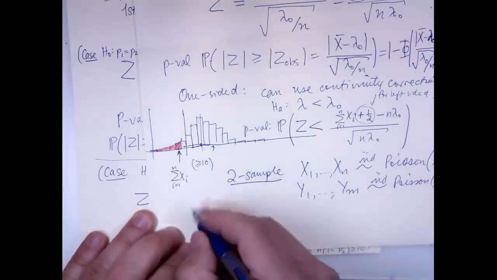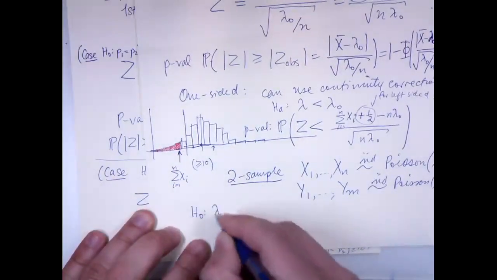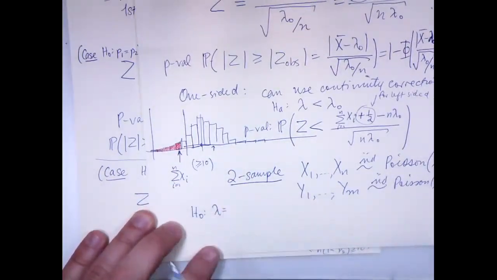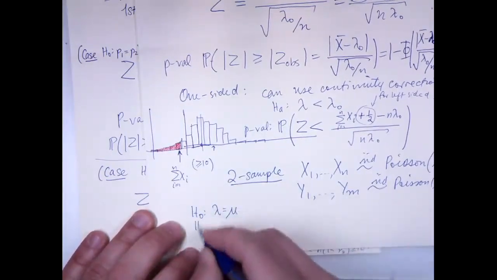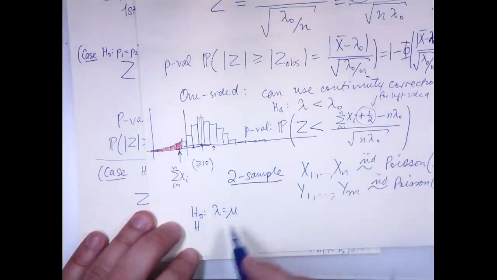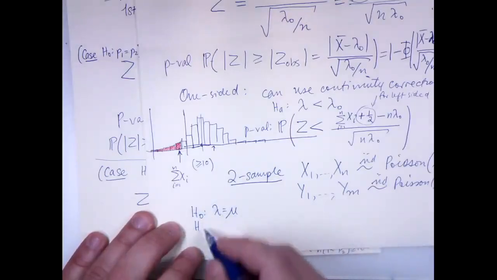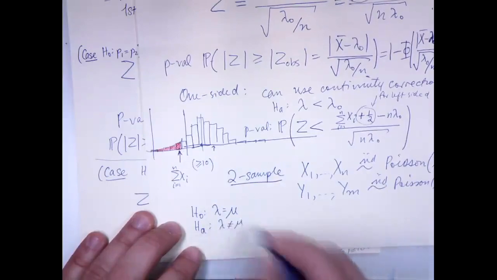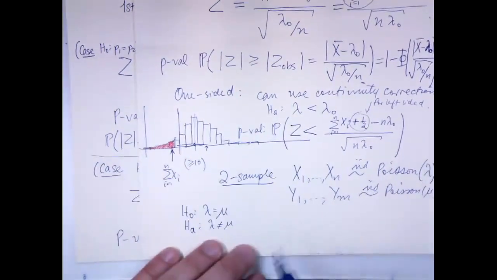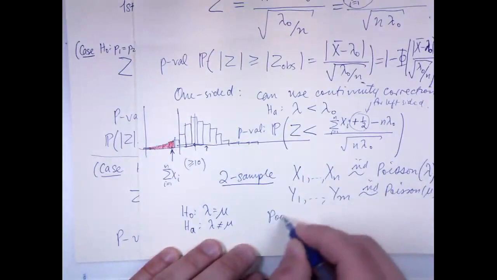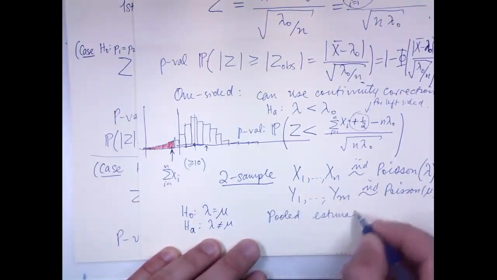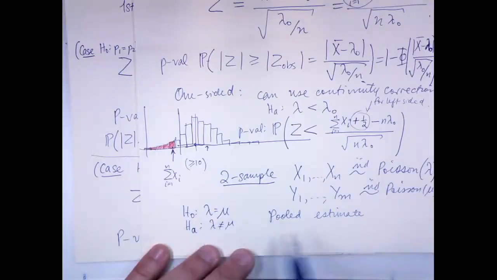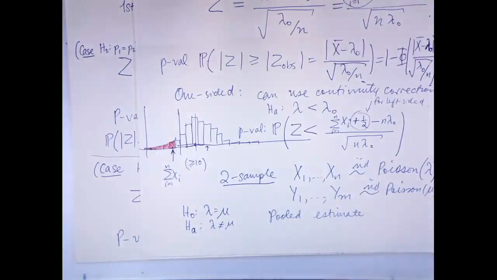So the H0 would be that lambda equals mu, and I'm not going to do the case where lambda equals mu plus something. Let's just do the H0: lambda equals mu, versus lambda not equal to mu, to test that they're the same versus not. Once again, it would be better to do the pooled estimate, because you're always getting a p-value that is under the null hypothesis.